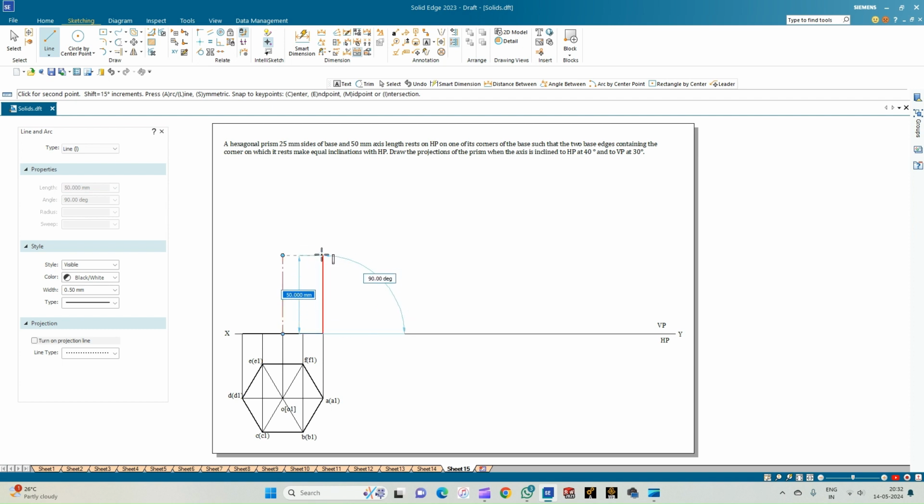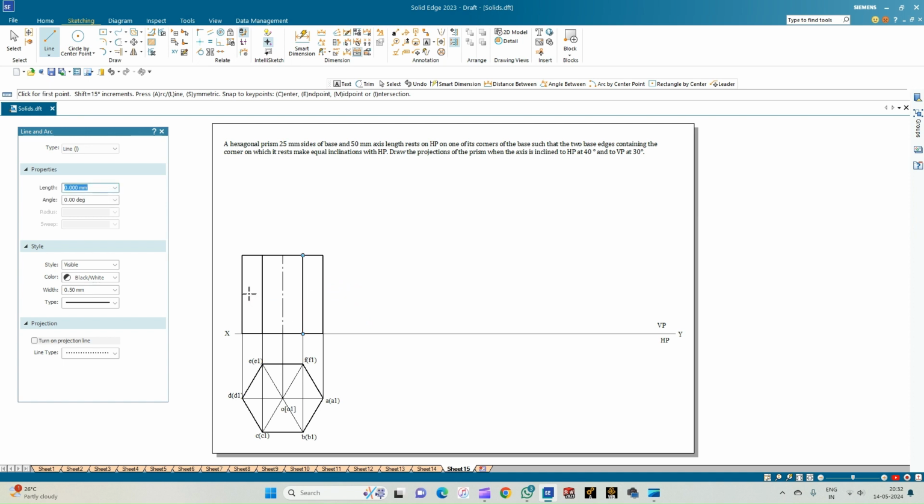So now the height is 50 mm. So draw the line in such a way that it is having the endpoints from each of the projection lines. Now let us draw the rectangular faces. So totally we'll be able to see these three rectangular faces in the front view for the hexagonal prism when it is resting on one of its corners as shown here.